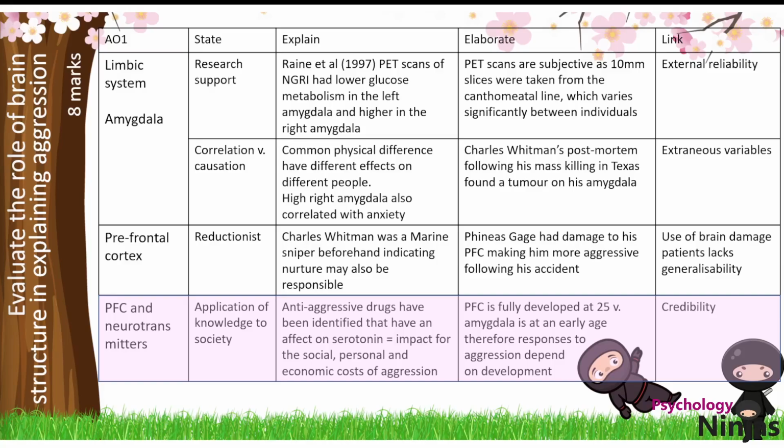We're then going to do our A in SODA, talking about the application that this has for society in terms of anti-aggressive drugs. We're linking this into talking about the impact of aggression, particularly through crime. We're going to counter that with a bit of developmental psychology, talking about the fact that the prefrontal cortex doesn't develop until 25 and therefore different responses are required. Overall, where we're talking about application, we're then saying this theory has credibility and is applicable to society.